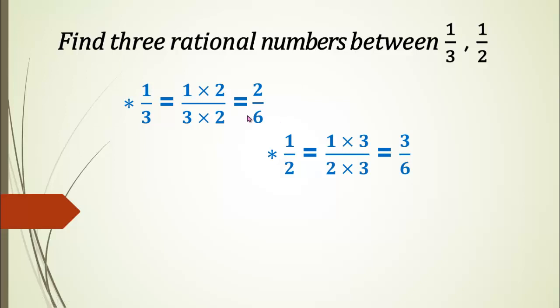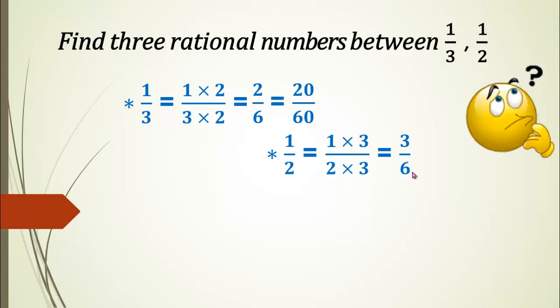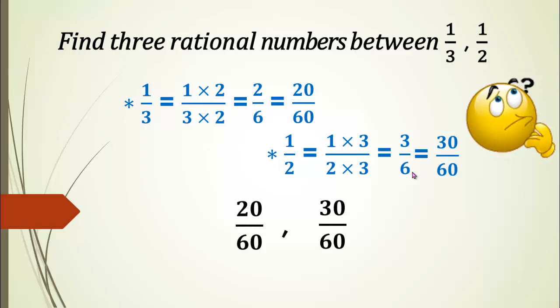How? I can multiply the numerator and the denominator here by 10, and the numerator and the denominator here by 10. So we will have a fraction of 20 over 60 for the first one, and 30 over 60 for the half. Now I have two rational numbers, 20 over 60 and 30 over 60. We have the same denominators, and there are so many numbers included between the 20 and the 30. I can choose any three of them.